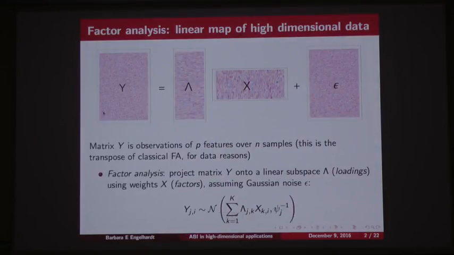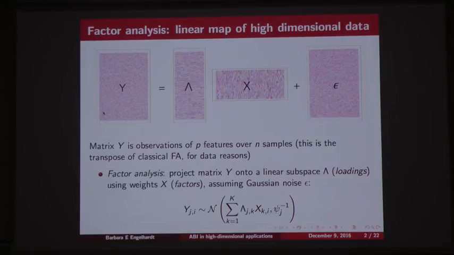Okay, so the model that we're going to be looking at is factor analysis. Factor analysis is a linear map of high-dimensional data. In the data that we're talking about, we have matrix Y, which is P features over N samples. This is a transpose of the classical factor analysis model, for historical reasons having to do with the data.